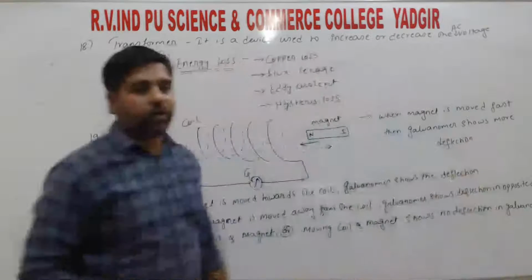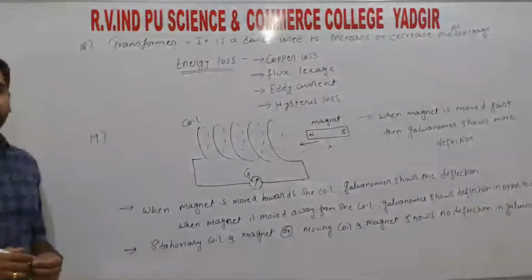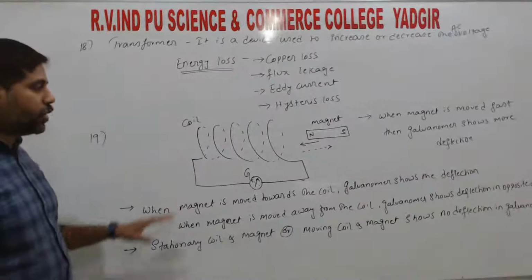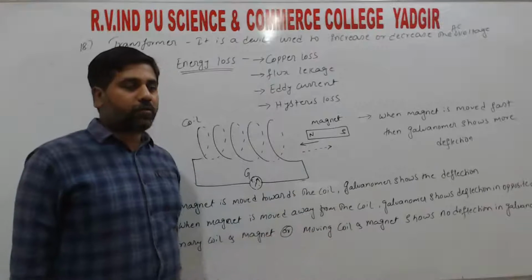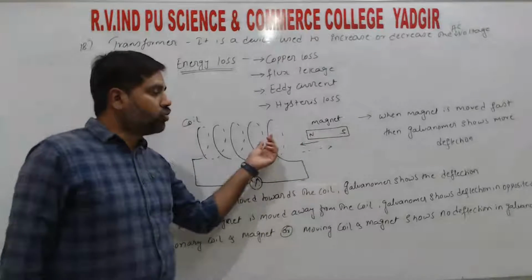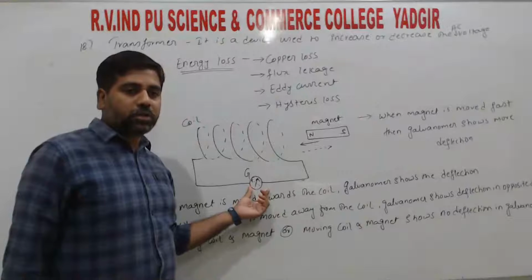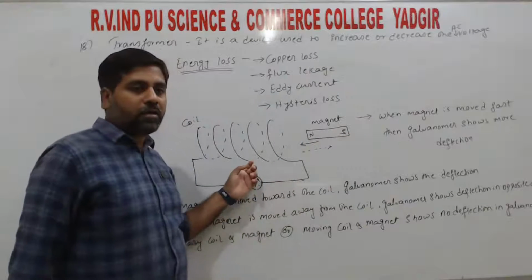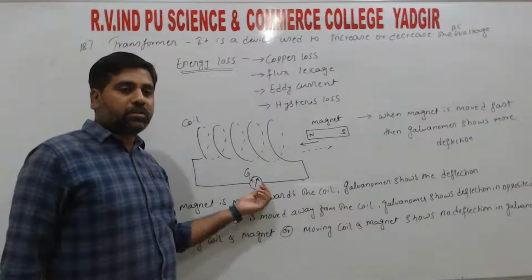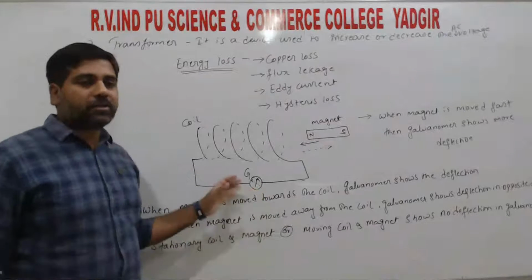So that is the third point. So this is about the coil and magnet experiment. You need the diagram, and along with it we need to write 3 points. The first point is, when the magnet is moved towards the coil, the galvanometer shows a deflection. When the magnet is moved away from the coil, the galvanometer shows the deflection in the opposite direction, right? So that is the first point.